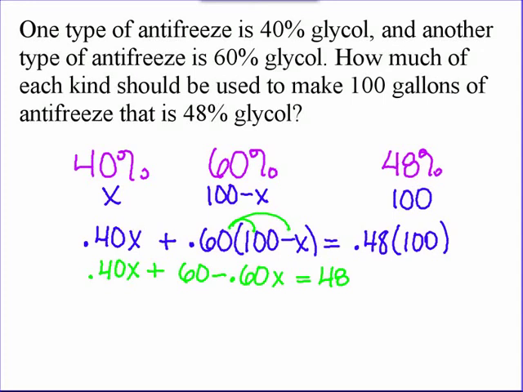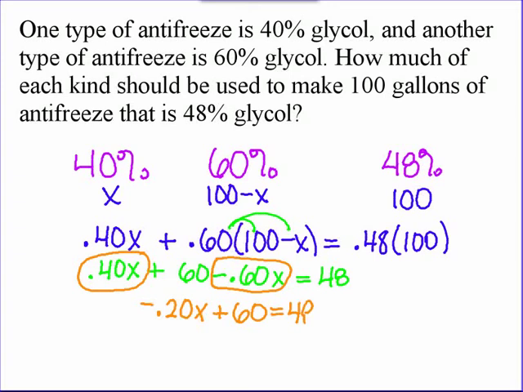What do you do now? Subtract 40. Let's add like terms first. Okay, like terms first. So what do I get when I add those two together? Negative 0.2x, nice job. Plus 60, and that's going to equal 48. What do you do now? Now you subtract 60.